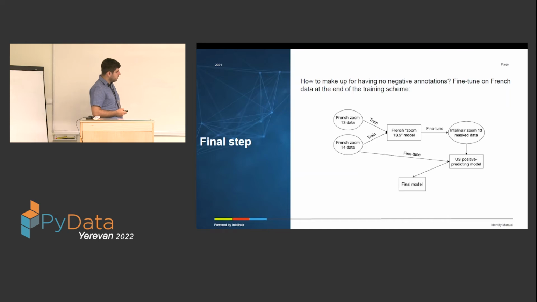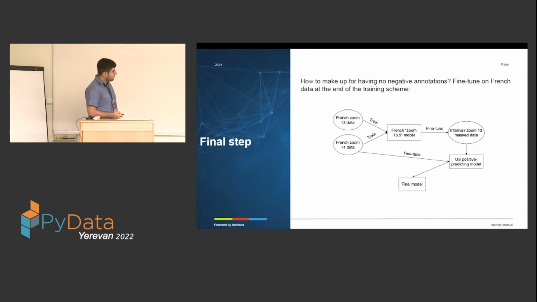Going over everything, we use the French Zoom 13 and Zoom 14 data. We train a model using both of them and get this French Zoom 13.5, let's call it, model. We transfer the weights like they did in their paper, and we fine-tune using IntelliNair's Zoom 13 model data. We get this model that is very good at delineating everything, but predicts positive everything.